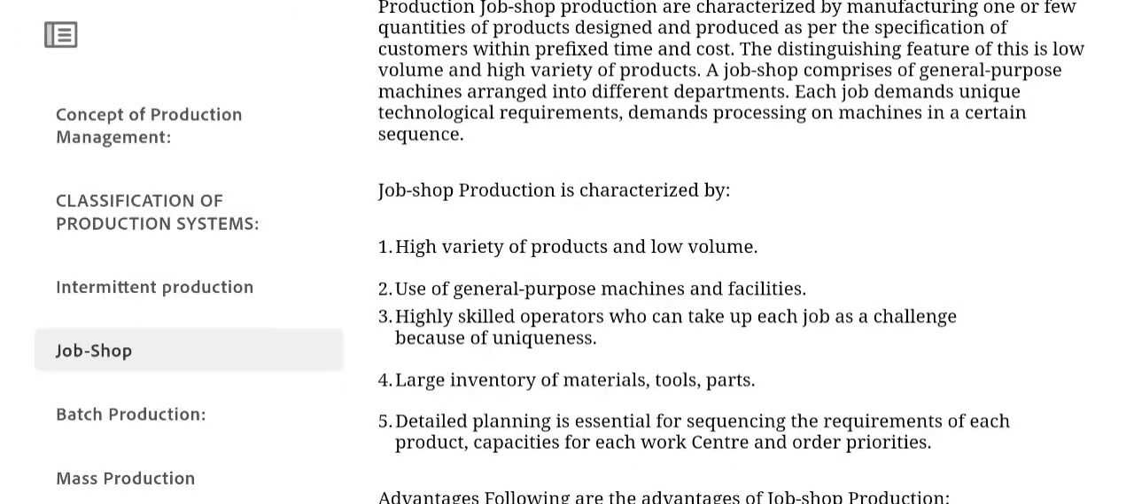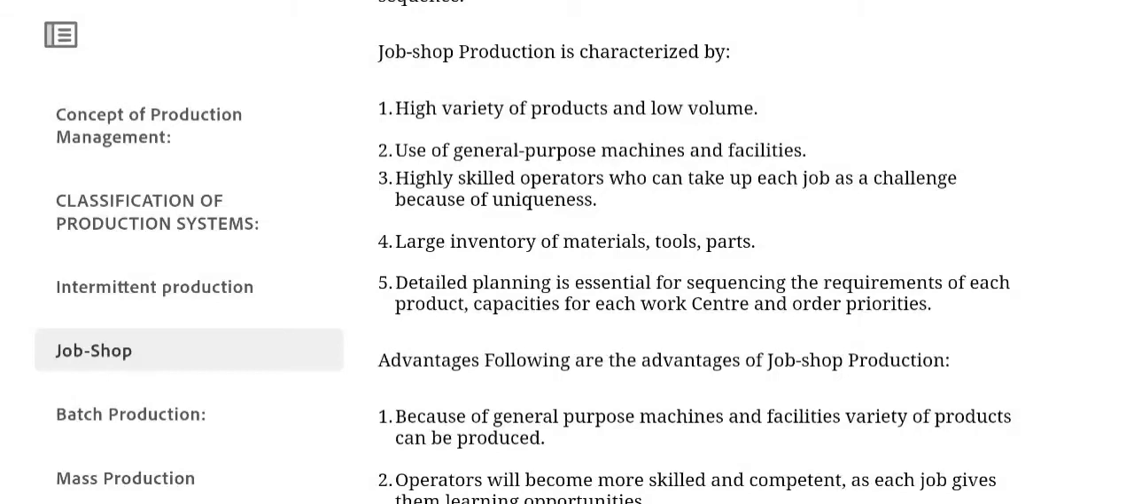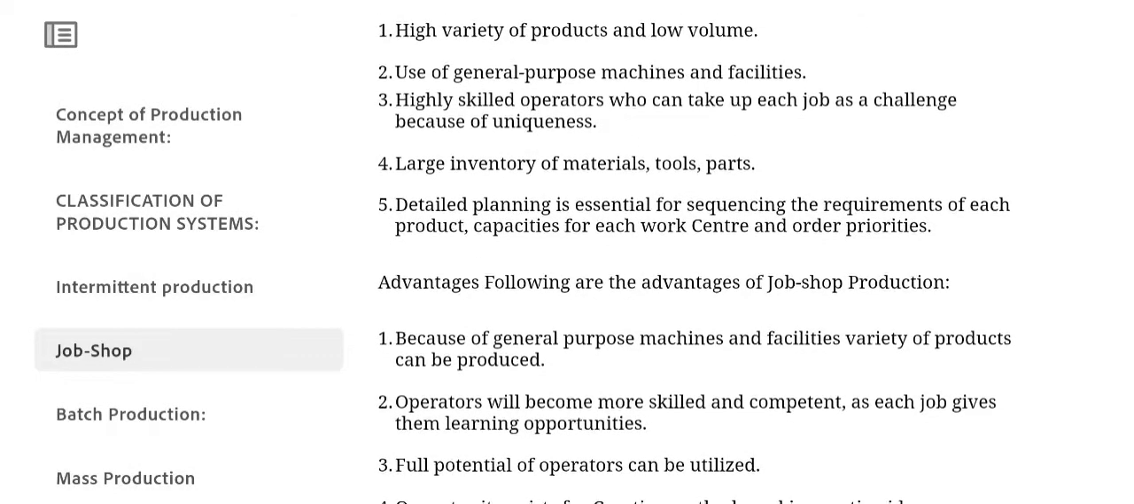Now job shop production is characterized by a high variety of products and low volume, as we already know. After that, use of general purpose machines and facilities. For job shop production, we don't require any high class machines. We can use general purpose machines. After that, highly skilled operators who can take up each job as a challenge because of uniqueness. Here you require highly skilled staff. Why? Because there is uniqueness in the product. That's why we require highly skilled operators. After that, a large inventory of materials, tools and parts.